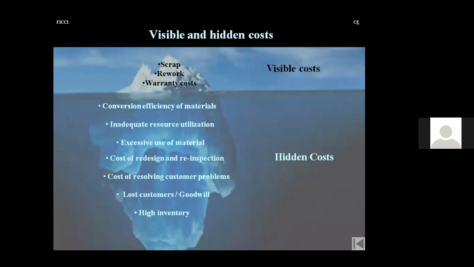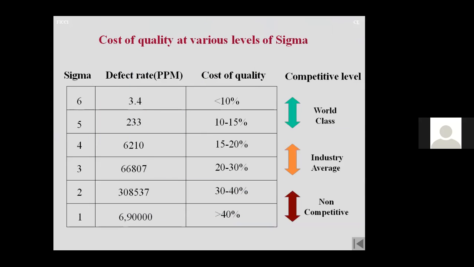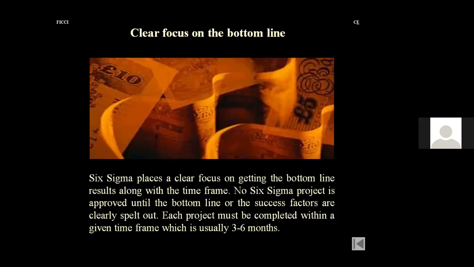You can see in there, the resources are not being used. The materials are getting wasted. There's a lot of re-inspection. A lot of customer problems are not being resolved. High inventory. So we can observe that all these hidden costs are lying at the ground level. And the Six Sigma strategy hits the bottom line.